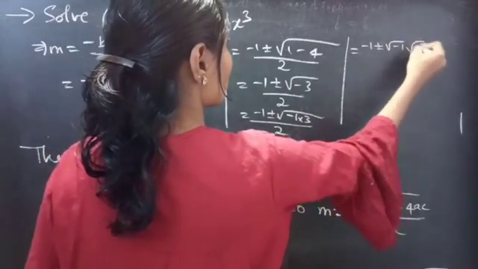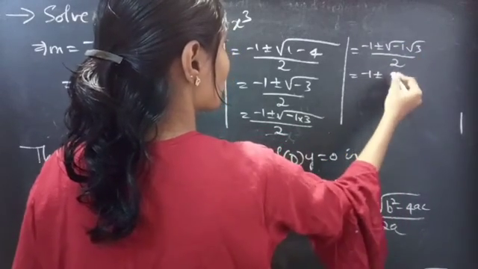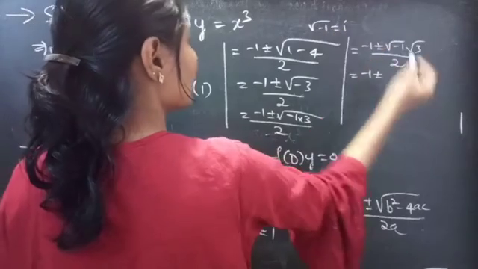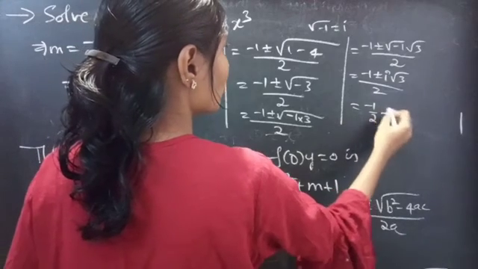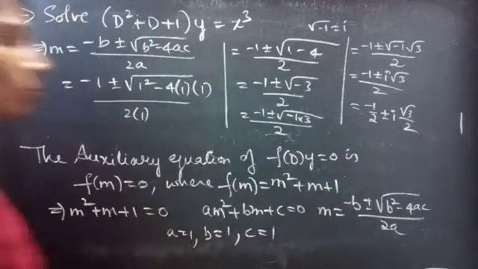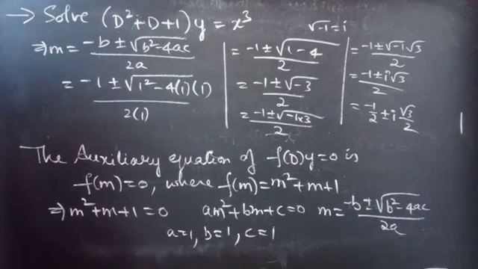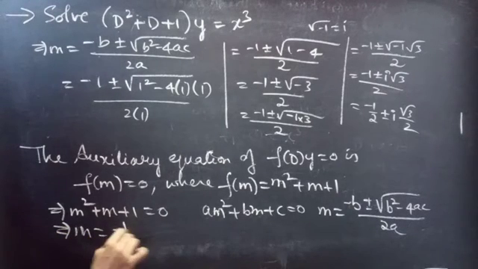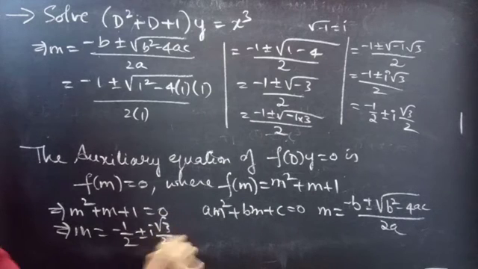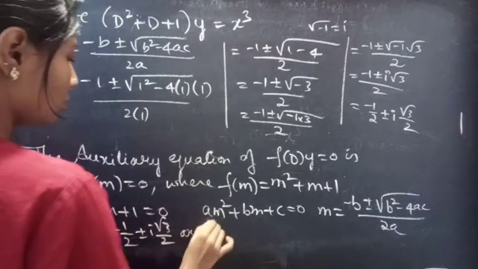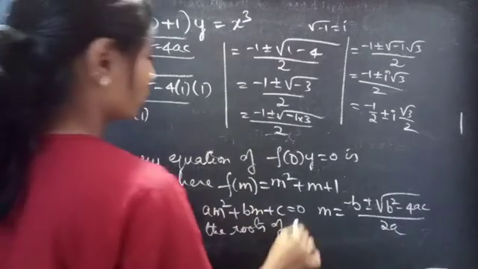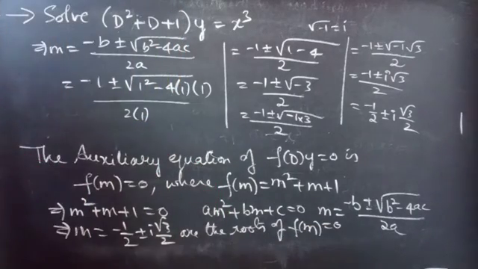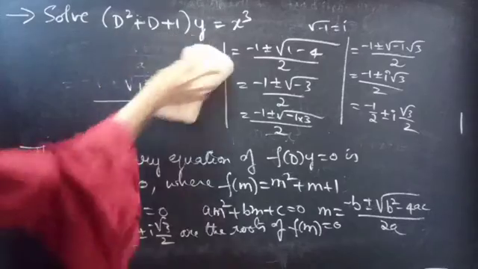Now split the square root of minus 1 into 3 as square root of minus 1 into square root of 3 by 2, which is equals to minus 1 plus or minus. We know that square root of minus 1 is i, then you can write it as plus or minus i into root 3 by 2, which is equals to minus 1 by 2 plus or minus i into root 3 by 2. Right? Then m equals to minus 1 by 2 plus or minus i into root 3 by 2 are the roots of our auxiliary equation F of m equals to 0, which are a pair of complex conjugates.